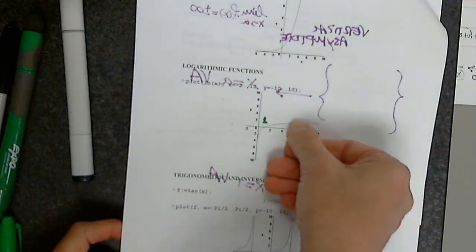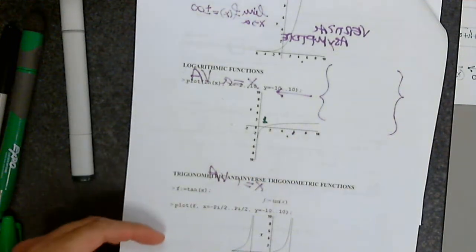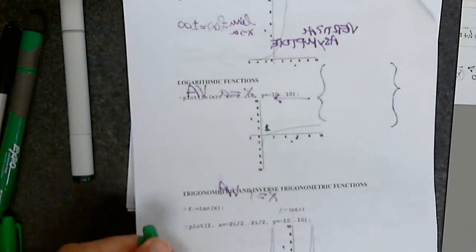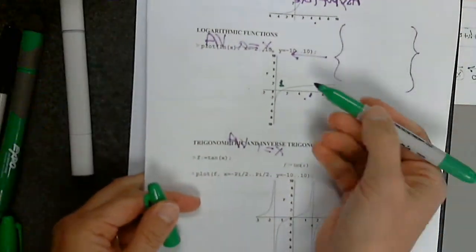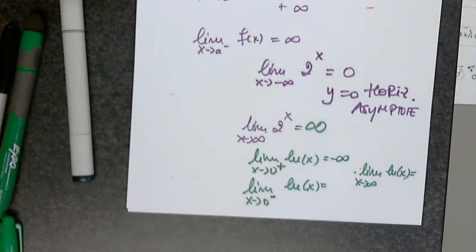So the graph is like this. As x approaches 0 from the right, the graph approaches negative infinity. Do we all agree with this? Do we all see it? Okay, perfect. Now I want the limit as x approaches 0 from the left of natural log.